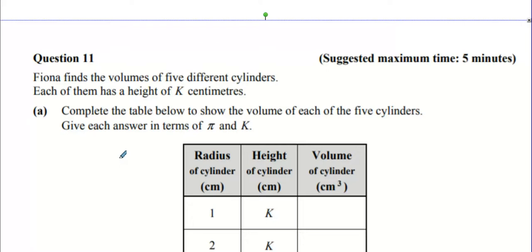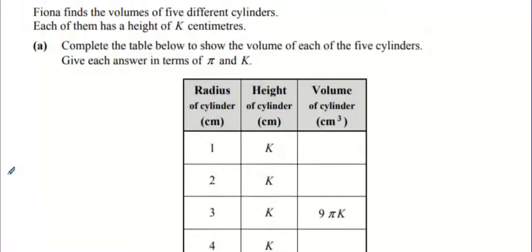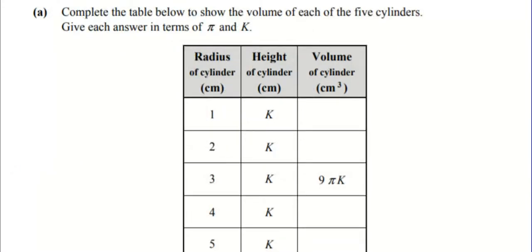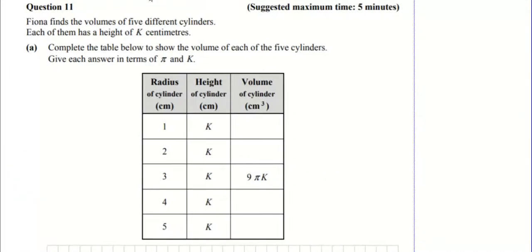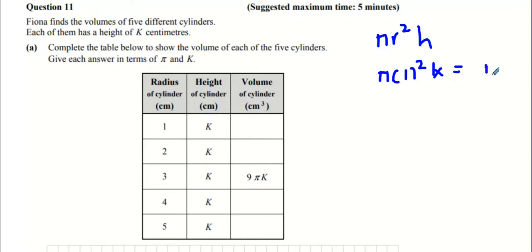Fiona finds the volumes of 5 different cylinders. Each of them has a height of k centimeters. Complete the following table below to show the area of each of the 5 cylinders. So, it's going to be another interesting question. The volume of a cylinder is pi r squared h. So it's pi times 1 squared times k, which is the height, which would be pi k.